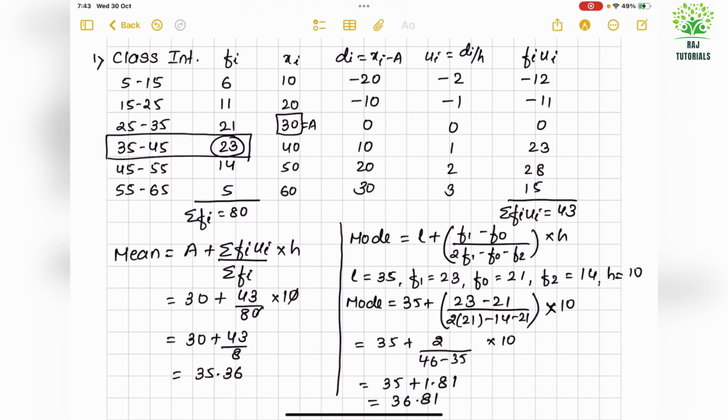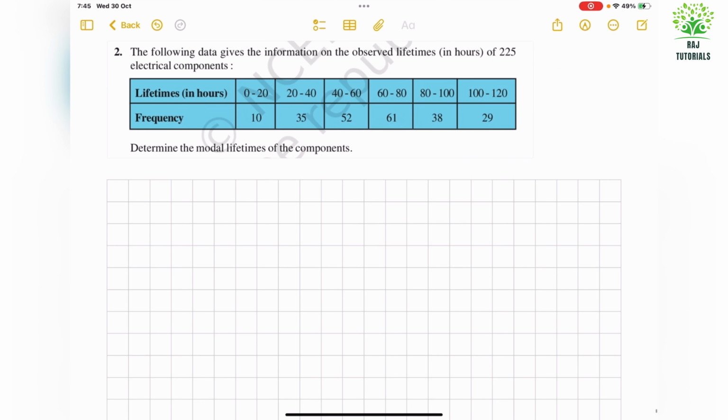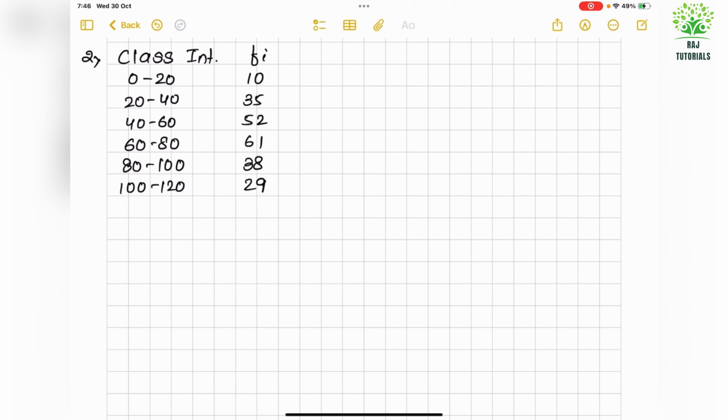So if you compare both the values, they are very near to each other. The second question says the following data gives the information on the observed lifetimes in hours of 225 electrical components. Determine the modal lifetime of the component. So first of all, I have written it in the table form. Now if you see the fi, the maximum value which is coming is 61. So this will be my f1. Above that it will be f0, and below that it will be f2, and the modal class will be 60 to 80.